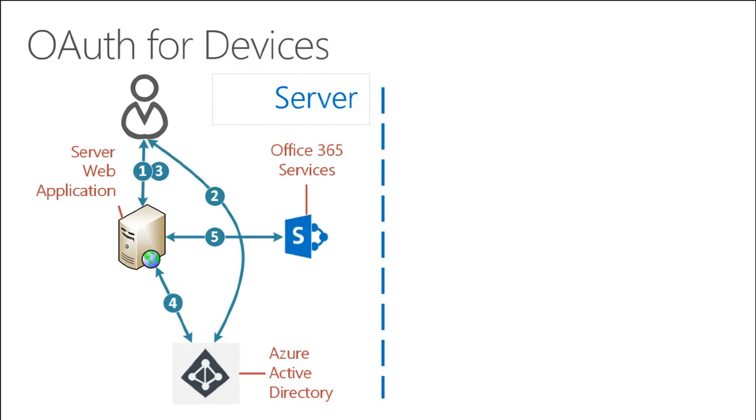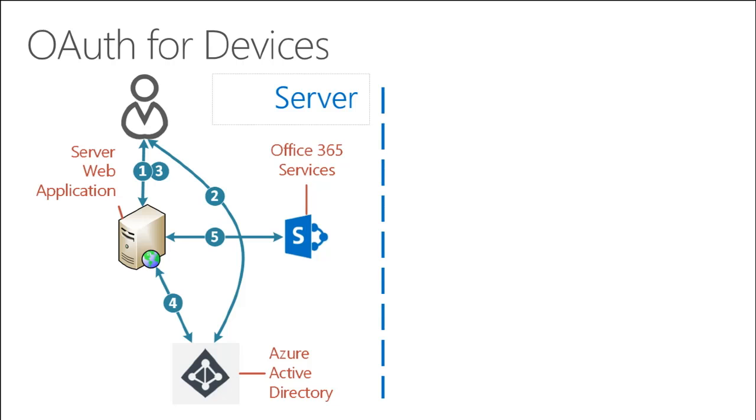Anyone know what that OAuth flow is called? There's a name for it in the spec. I work in standards a lot. So this is called the authorization code flow. There are a couple other flows also. Implicit is one of them. All right, so that's how it works for servers.